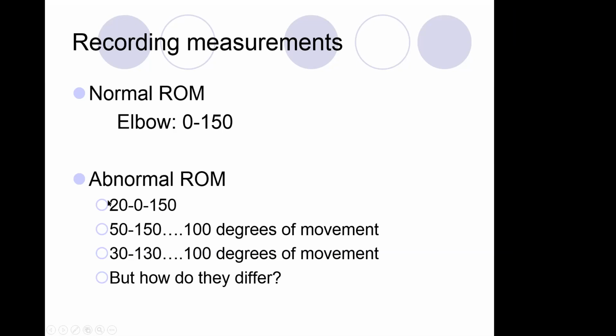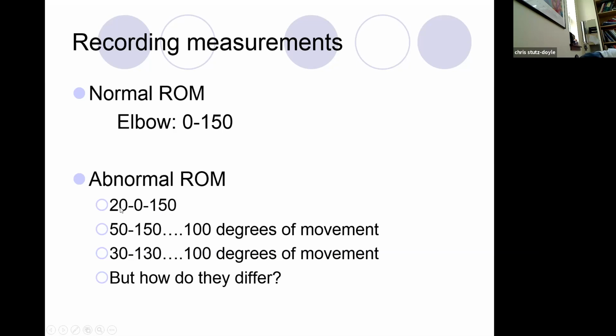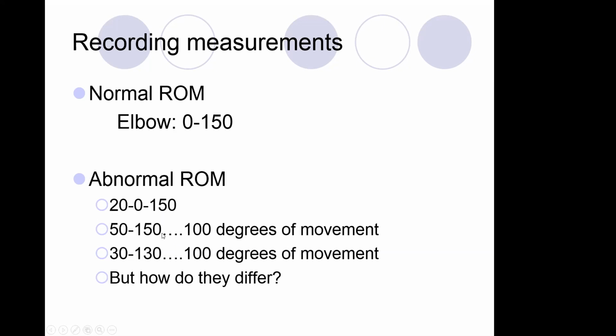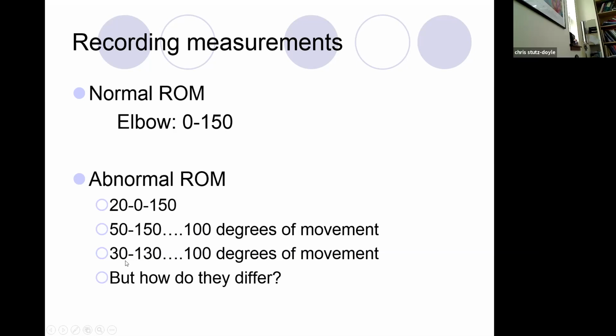There are certain people in the class that probably have 10, maybe 15, and I know that because they just have a lot of flexibility. So that's hyperextension of the elbow. 50 to 150 and 30 to 130 are still 100 degrees of movement, but how are they different? They're different because this one has normal end range of motion, but not normal beginning range of motion. This one has neither normal beginning nor normal end range of motion.